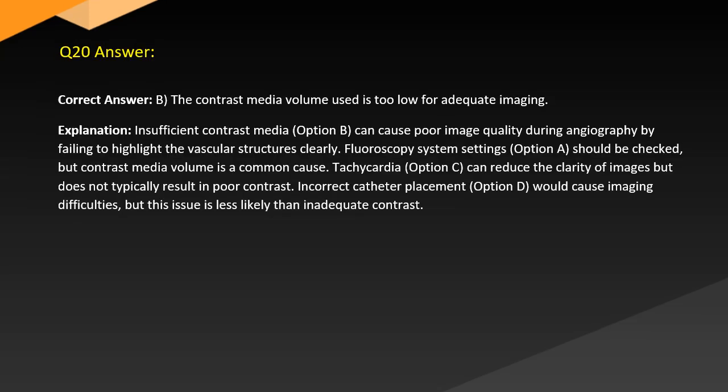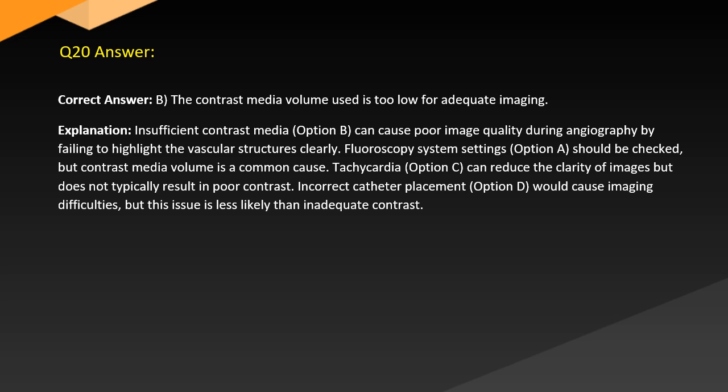Answer. Correct answer B. The contrast media volume used is too low for adequate imaging. Explanation. Insufficient contrast media, option B, can cause poor image quality during angiography by failing to highlight the vascular structures clearly. Fluoroscopy system settings, option A, should be checked, but contrast media volume is a common cause.